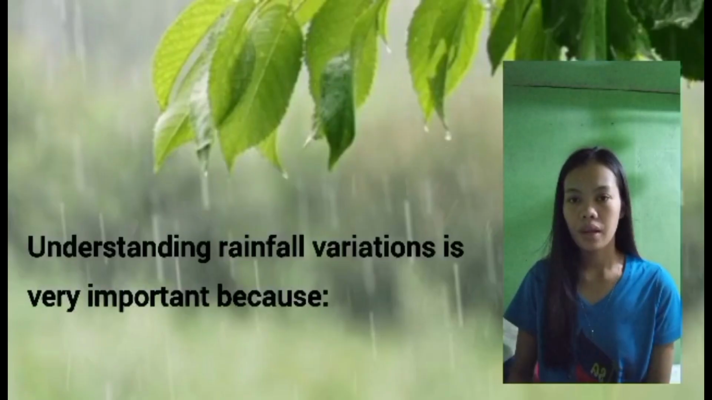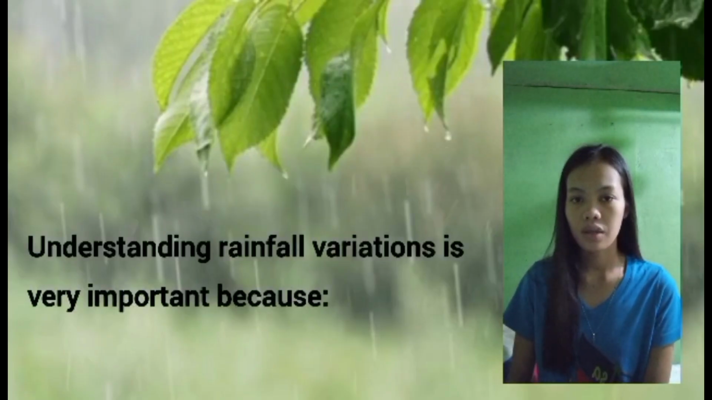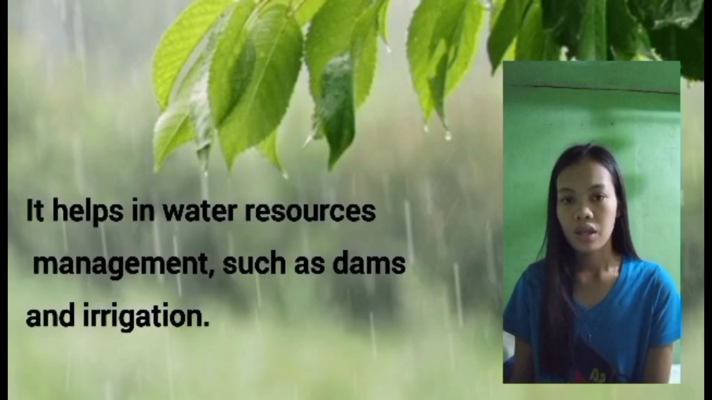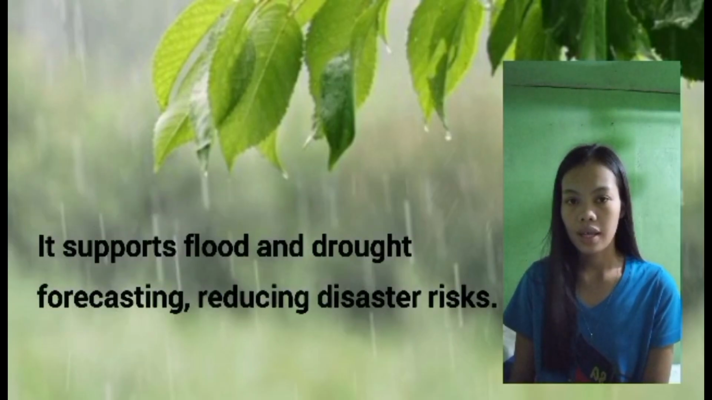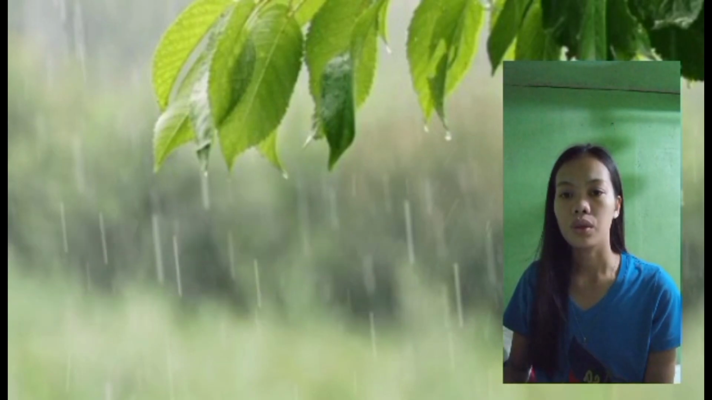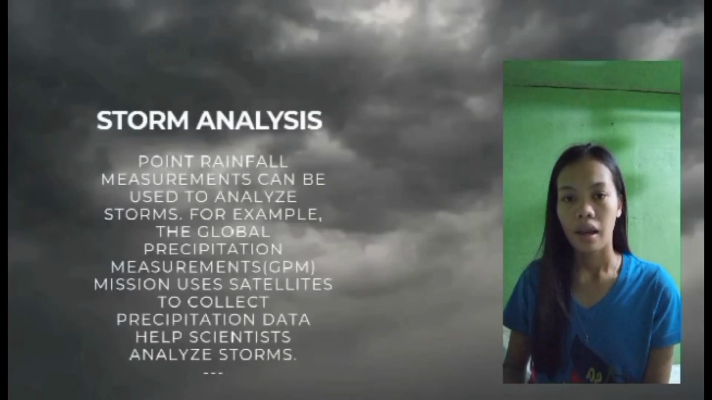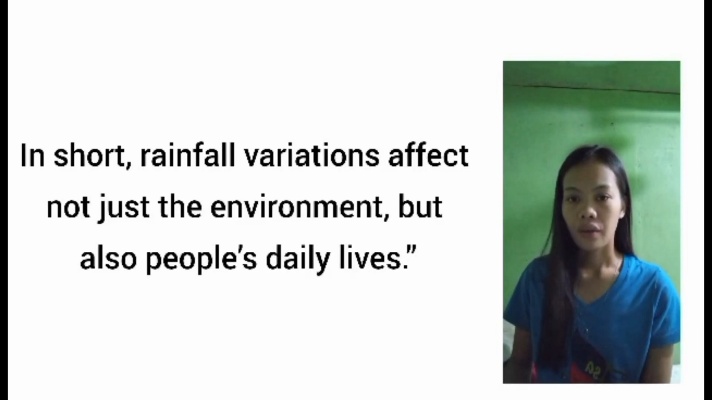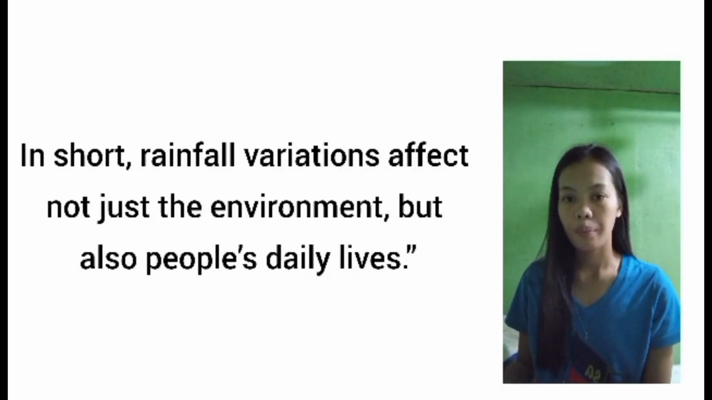Next is the importance of studying rainfall variations. Understanding rainfall variations is very important because it helps in water resources management such as dams and irrigation. It supports flood and drought forecasting, reducing disaster risks. It guides agriculture since crops depend on rainfall. It also contributes to climate studies, helping scientists monitor global warming and its effects. In short, rainfall variations affect not just the environment but also people's daily lives.